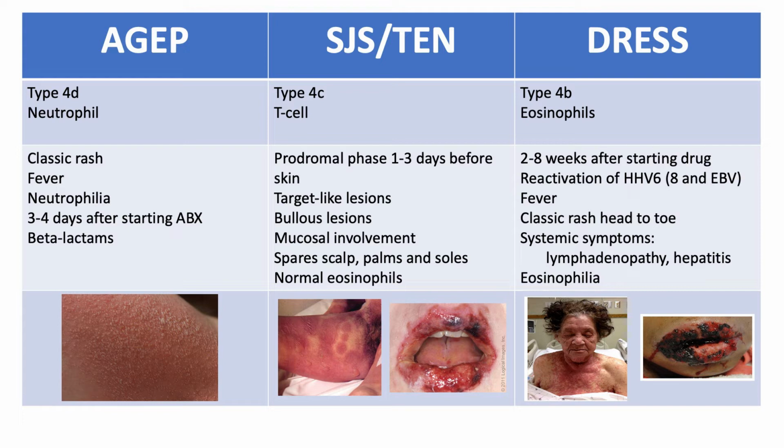Compared to DRESS, which has eosinophilia, it's actually a reactivation of herpes viruses, classically HHV6, but HHV8 and EBV have been reported. They have a fever, but it doesn't develop until 2 to 8 weeks and can actually worsen after the drug is stopped, so figuring out which drug did this can be difficult. And it leads to systemic symptoms, including lymphadenopathy and classically hepatitis. It does have a 10% mortality. These patients need steroids, and more steroids with a very long taper, and they need allergy immunology consultation.